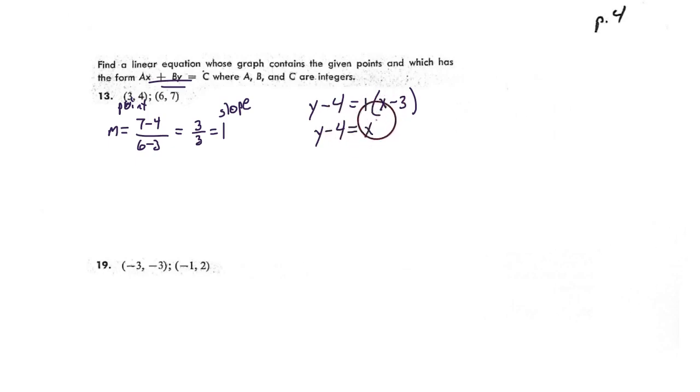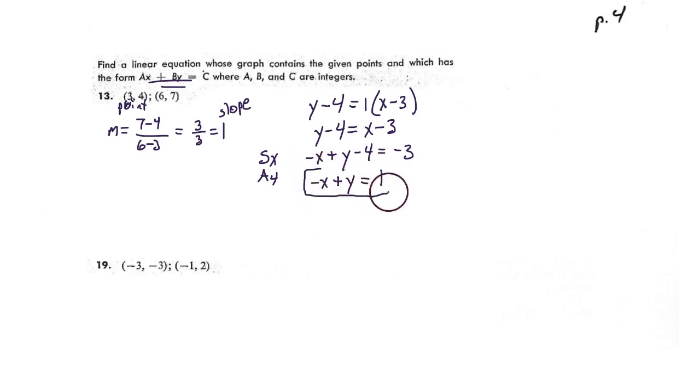1 times x is x. 1 times -3 is -3. Then subtract the x to move it to the left side. Then move the constant 4 to the right side. Now we have standard form.